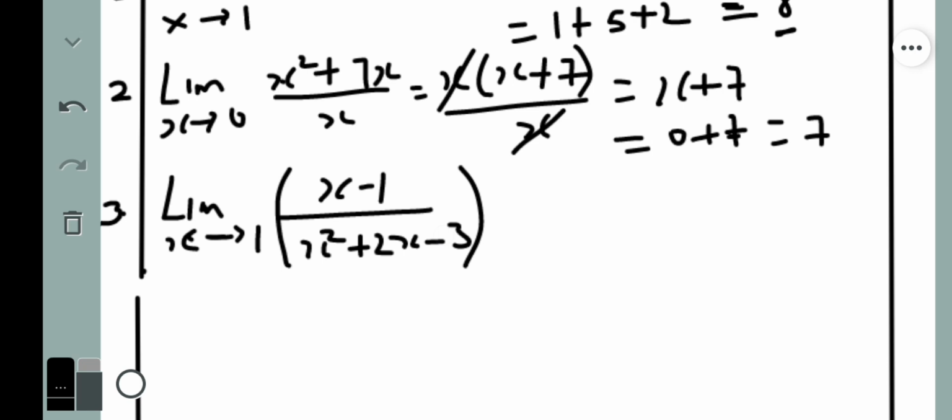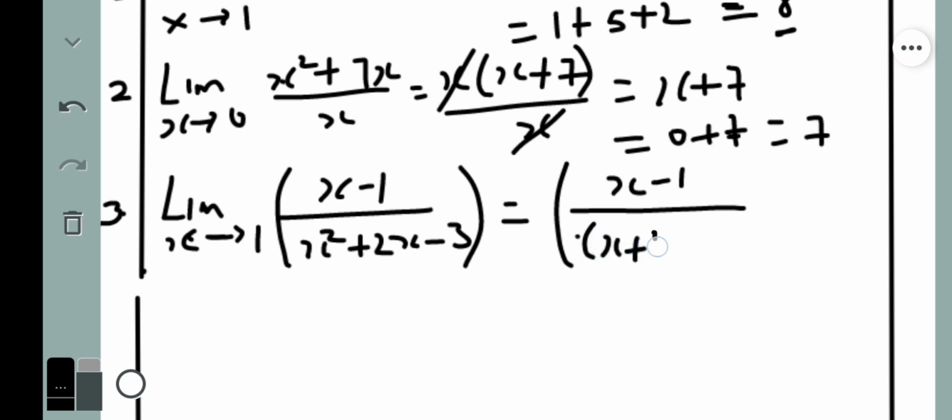We have to break this down by factorizing and simplifying. So we have x minus 1. We can simplify the denominator. This is a quadratic expression. We can factorize it, and when you do, you have x plus 3 and x minus 1.